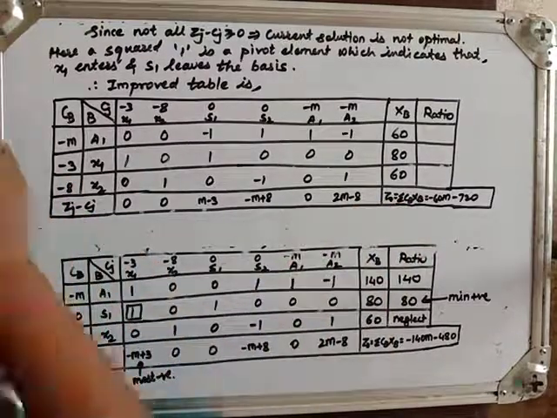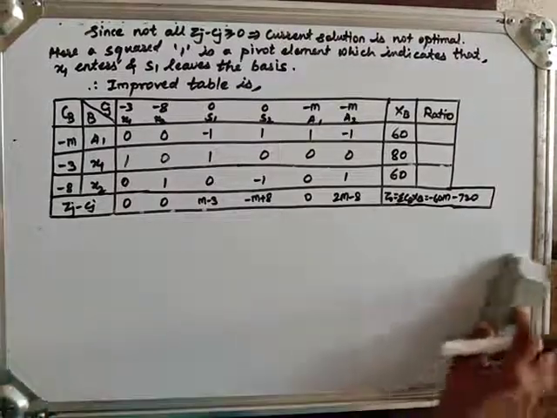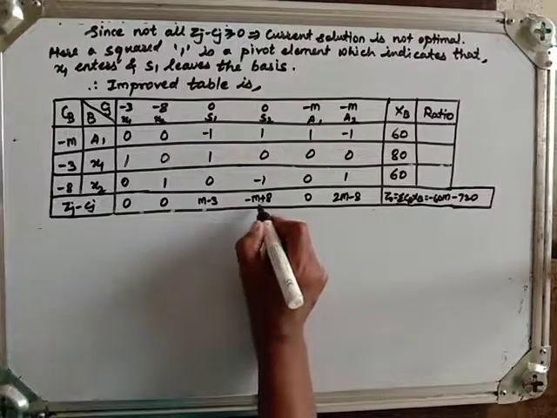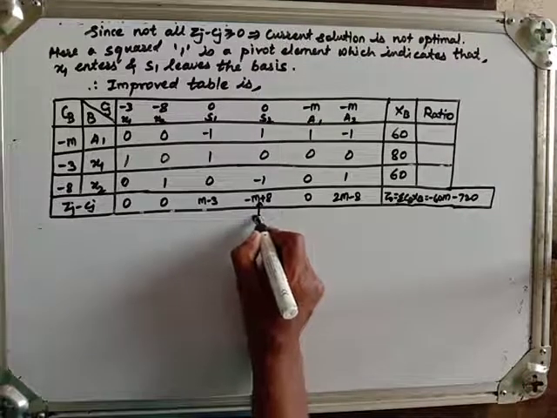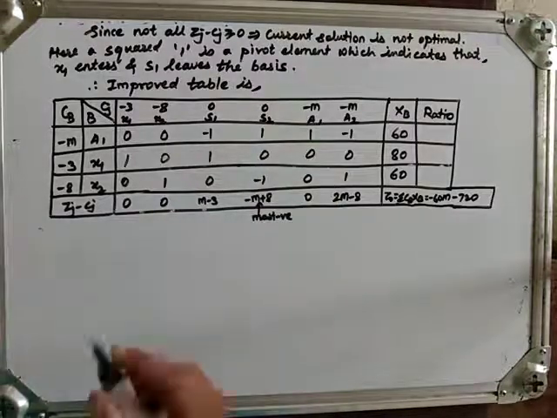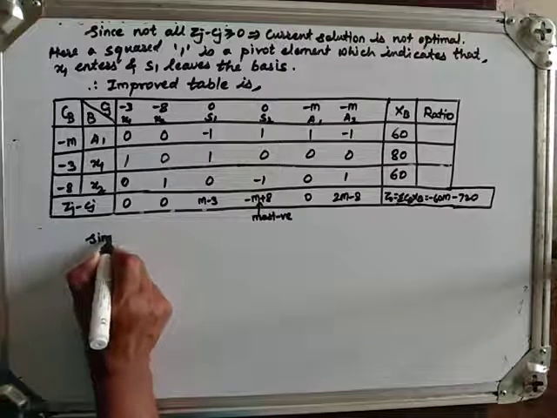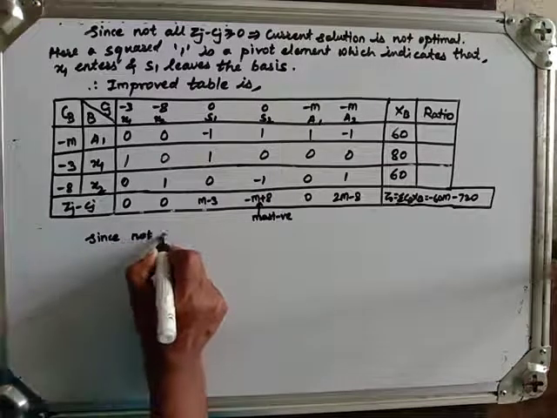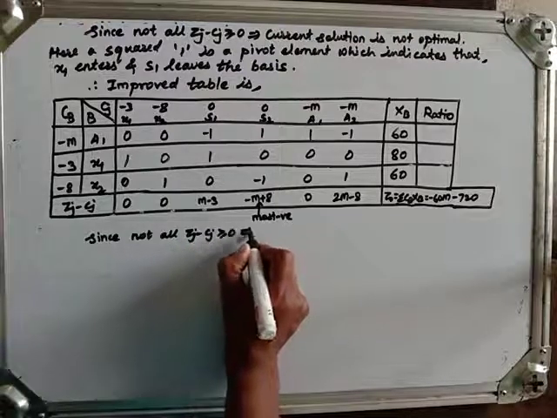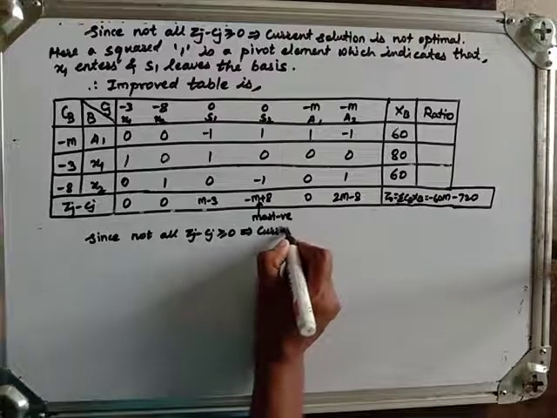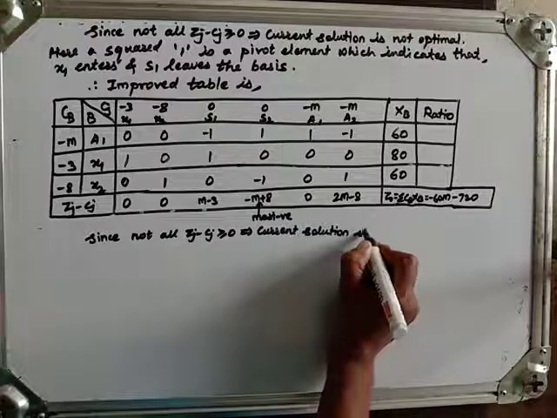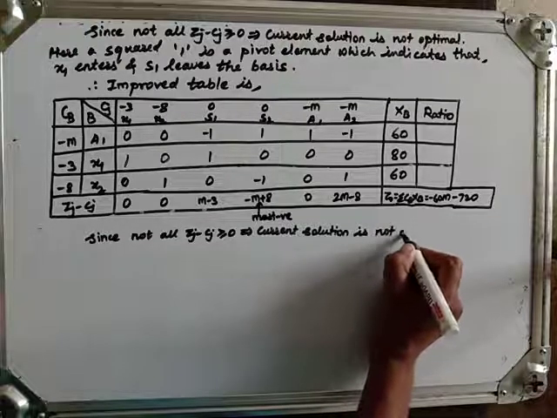So now again not all Zj minus Cj are greater equal 0. So this is not an optimal solution and only one negative element is here. So this is our most negative, or this is our pivot column here. So since not all Zj minus Cj greater equal 0, this implies current solution is not optimal.